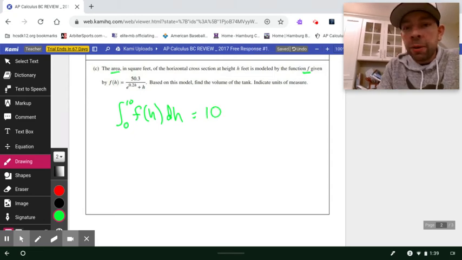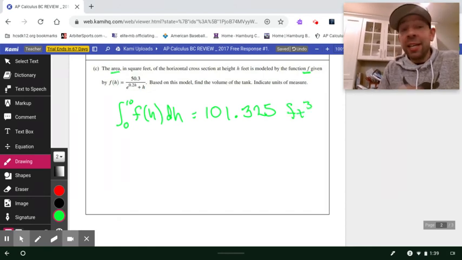We're going to get about 101.325. We're carrying 3 decimals. Again, we're describing volume, so it's going to be cubic feet. And that's all there is to part C.